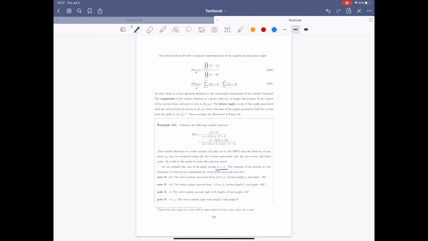The way Tom has laid it out here, he's looking at every single point and then calculating its magnitude and its angle. I really like this approach. It's not very effective to do in practice, but it does help gauge our expectations for where things should be. For the first one, for example, a zero at j2, we have a vector that's pointing downwards from j1 to j2.